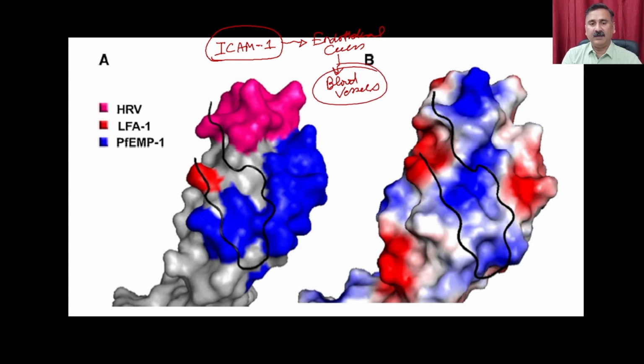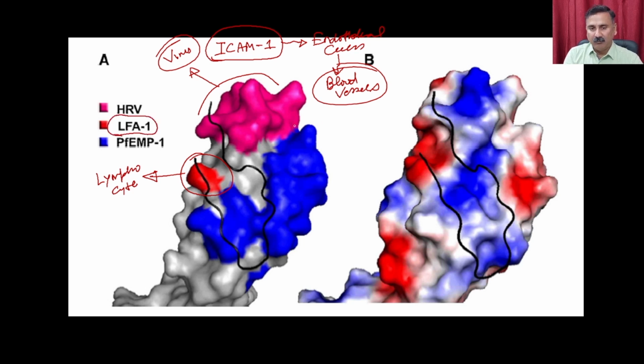Now you see the ICAM1 has three regions. One is this region, which is for the virus. Then you have this region. See this small portion. This is the region from which it is binding the lymphocytes, because this is the lymphocyte binding factor. And then this blue region, what you see, is actually for the malaria parasite.